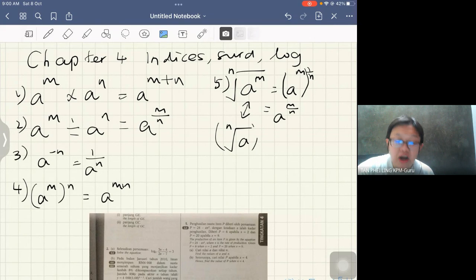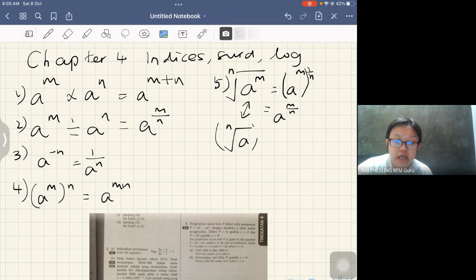These 5 laws of indices here. a^m times a^n, you get the powers added: multiply, the power plus. Then when you have a^m divided by a^n, you get the power divided. Then a^(-n), you have to change to 1 over a^n. So a^m, the whole thing to the power n, you actually get a^(m times n).